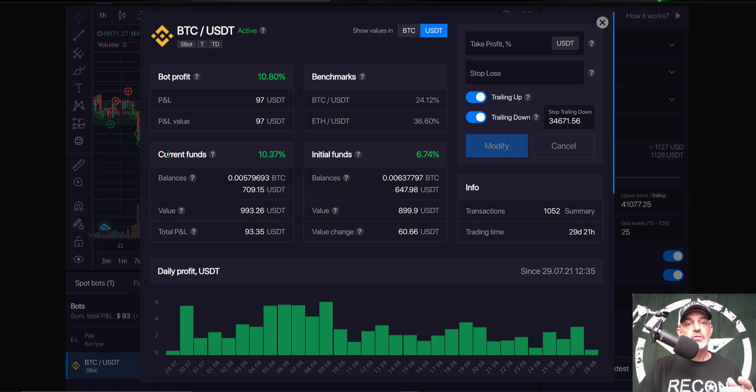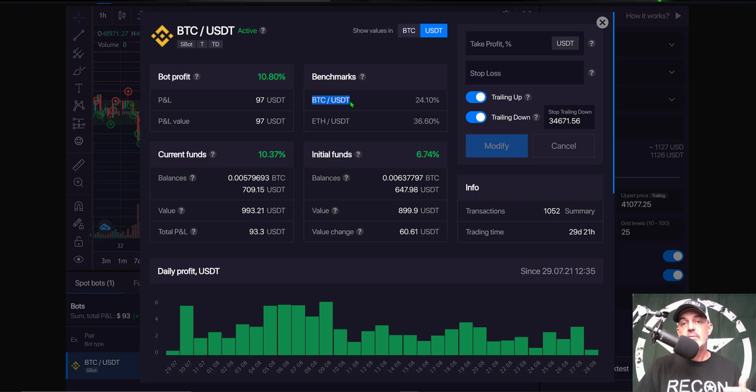And if you compare that to the current funds, I'm up actually 10.37%. So currently my bot is outperforming my initial funds and therefore in essence winning the battle. Now you do need to take into consideration, had I invested this USDT into Bitcoin, it would have actually increased by 24%, and thus had I used my USDT to buy Bitcoin when I deployed this bot, I would have actually seen a larger return. And that is kind of what these benchmarks are to indicate.